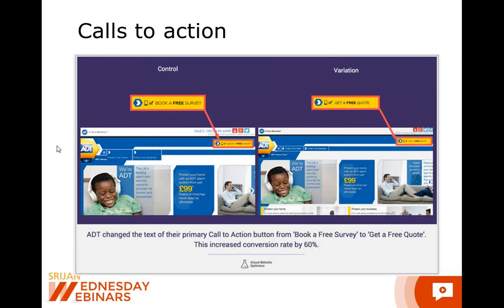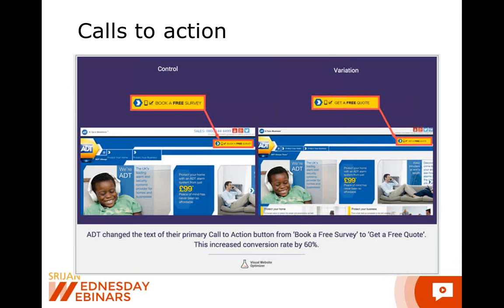Then this is an interesting one, right? This is a call to action. What you say on your call to action buttons can also impact the conversion substantially. In this case, in one version, the website is asking visitors to book a free survey, a quick survey of a particular business, of a consumer. And then in the second case, it says get a free quote. The free quote gives the business 60% more conversion.